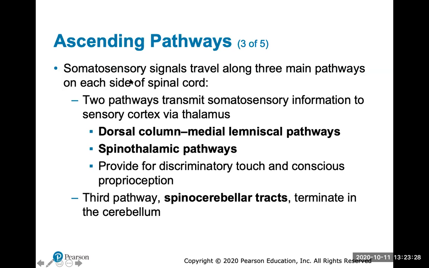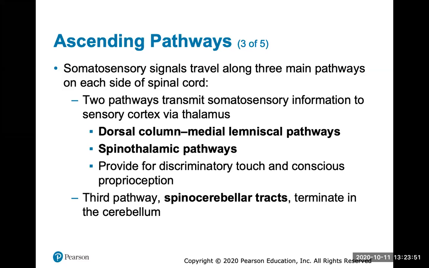They'll travel along three main pathways on each side of the spinal cord. Two pathways will transmit somatosensory information to the sensory cortex by going through the thalamus first. The dorsal column medial lemniscal pathway, often abbreviated DCML, and also the spinothalamic pathway.